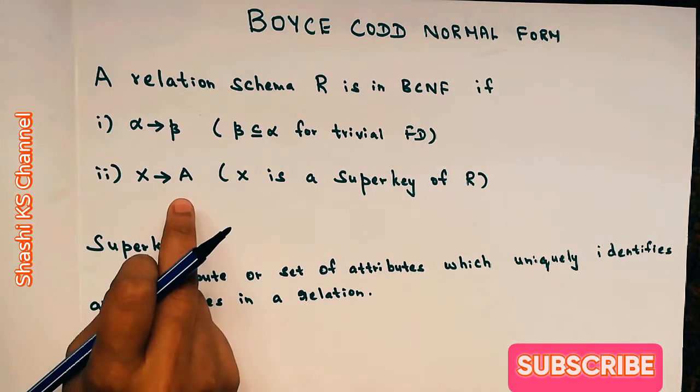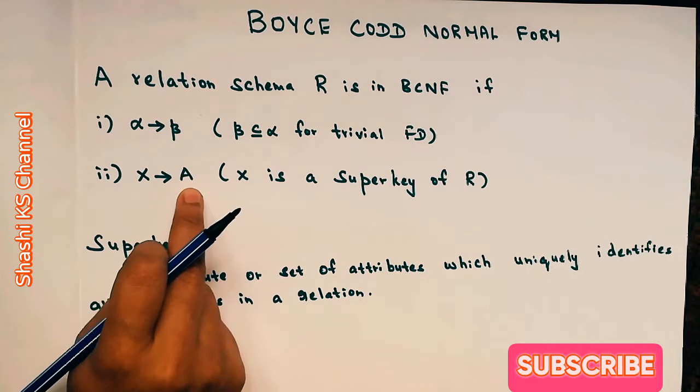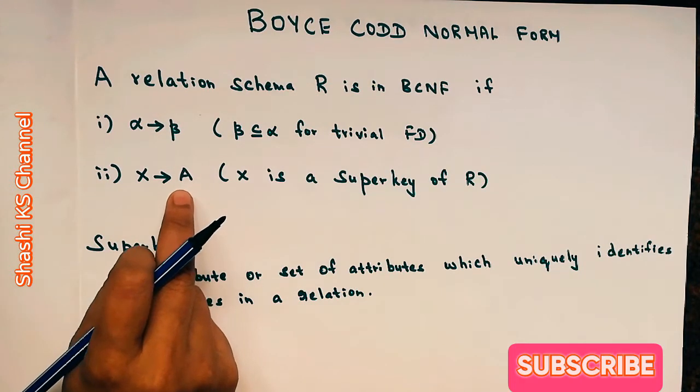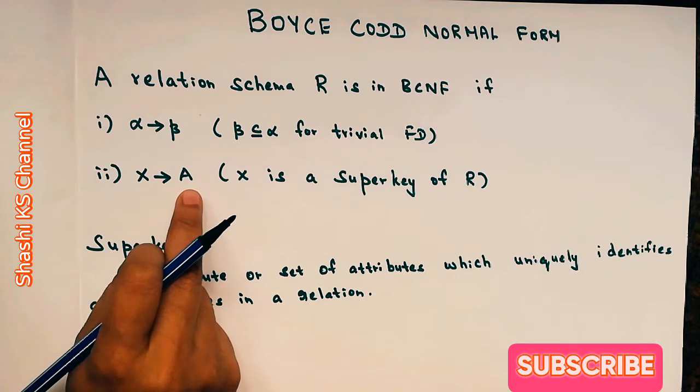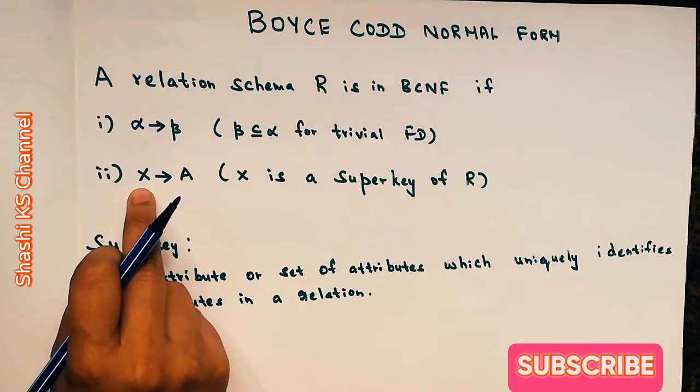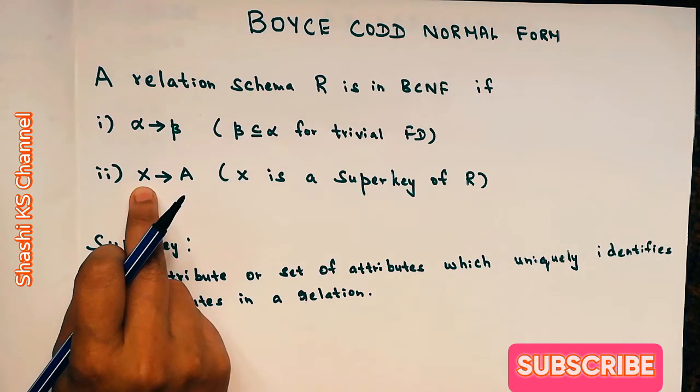Or otherwise, for non-trivial functional dependencies, if you have a functional dependency of the form X determines A, then X is a super key of the relation. Okay, that means for all the functional dependencies in the relation, whatever is there on the left hand side, that left hand side attributes must be the super key of the relation. Okay, so it is very simple.